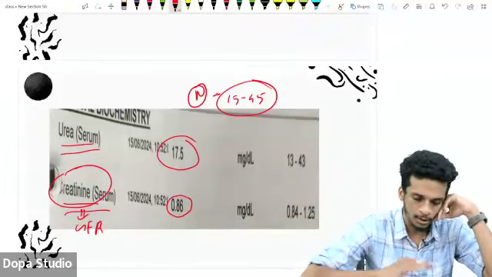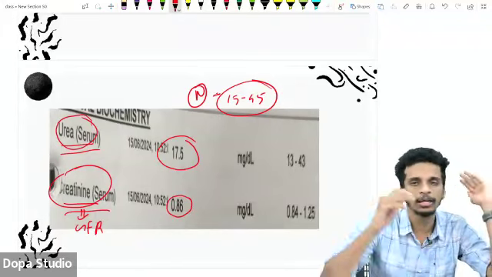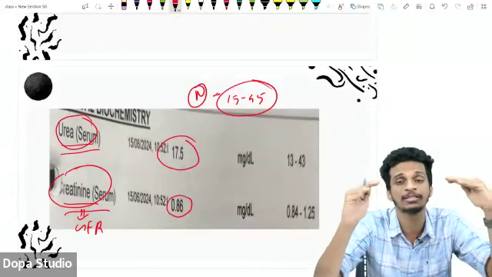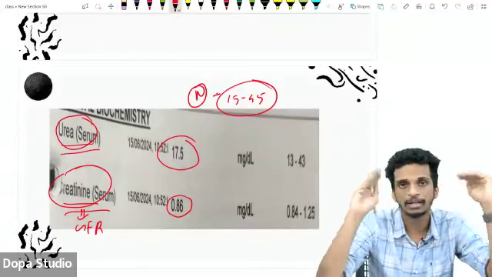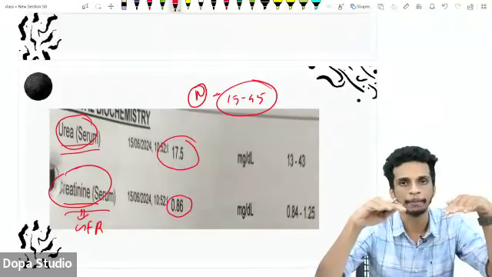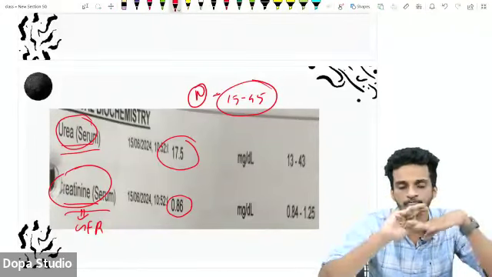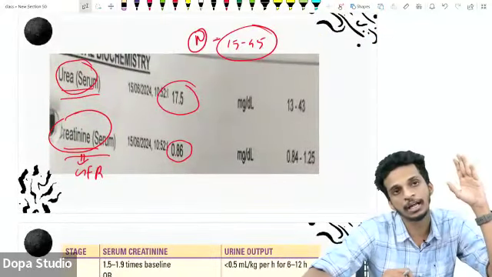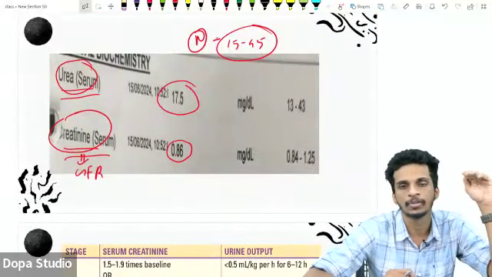Urea has extreme significance as well, but at our level, what we focus more on is creatinine, because creatinine is a better indicator. I hope it's clear.